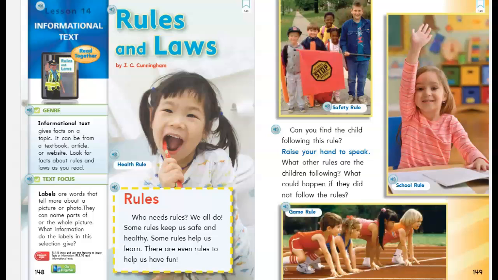We will see some labels in our story. Labels are words that tell more about a picture or photo. They can name parts of or the whole picture. Be looking at what information the labels are giving us as we read. So let's get started reading our story, Rules and Laws.